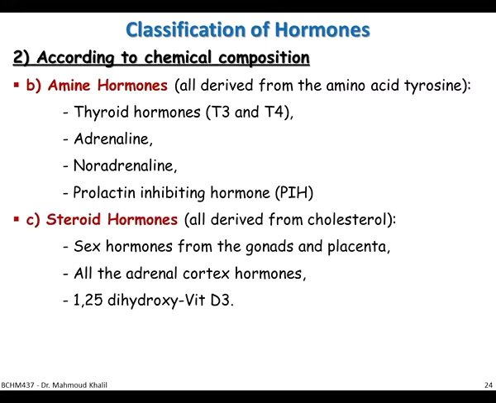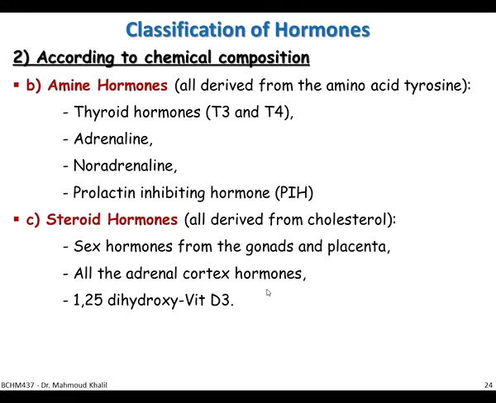The third type, according to chemical composition, is the steroid hormone. And these hormones are all derived from cholesterol. And of course, these steroid hormones include the sex hormones from the gonads and placenta, all the adrenal cortex hormones, which come from the adrenal part, or specifically the cortical region of the adrenal gland. And we have as well the 1,25-dihydroxyvitamin D3.